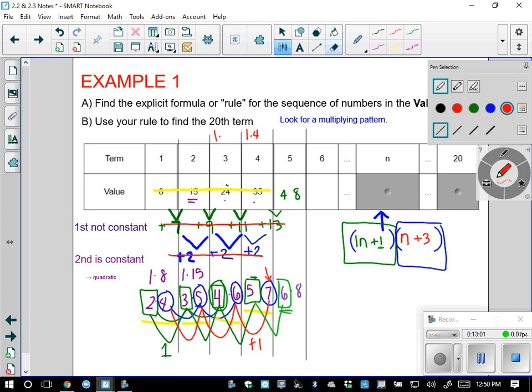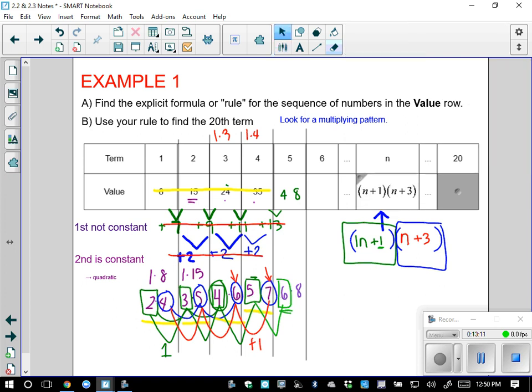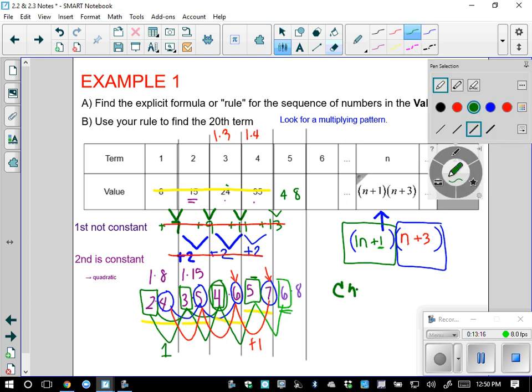1 times 3 is 3, but now I need a 6, so adding 3 works. So my rule is n plus 1 times n plus 3. And to check my work, I can plug in n equals 5, and I would get 5 plus 1 times 5 plus 3, which is 6 times 8, which is 48. So it works.